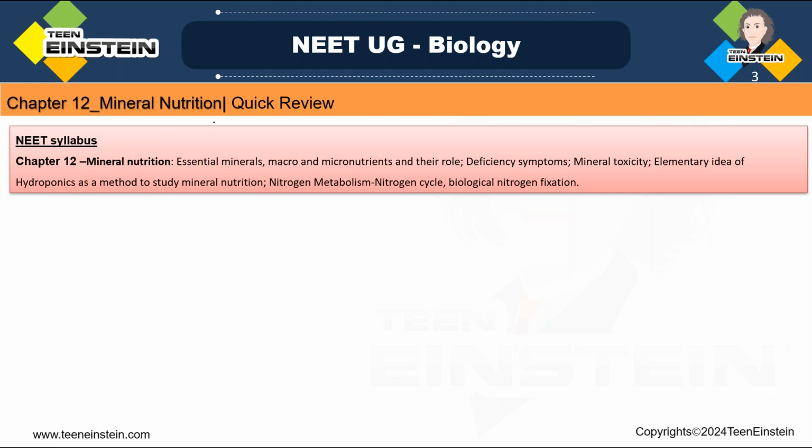So once again I'm repeating, in the NEET syllabus, in chapter 12 mineral nutrition we have to learn about essential minerals, macro and micronutrients and their role. Each essential mineral has its own role and we have to learn about it. And if that is deficient, what are the deficiency symptoms, then mineral toxicity, elementary idea of hydroponics, what is hydroponics, then nitrogen metabolism, in which the nitrogen cycle and biological nitrogen fixation we are learning.